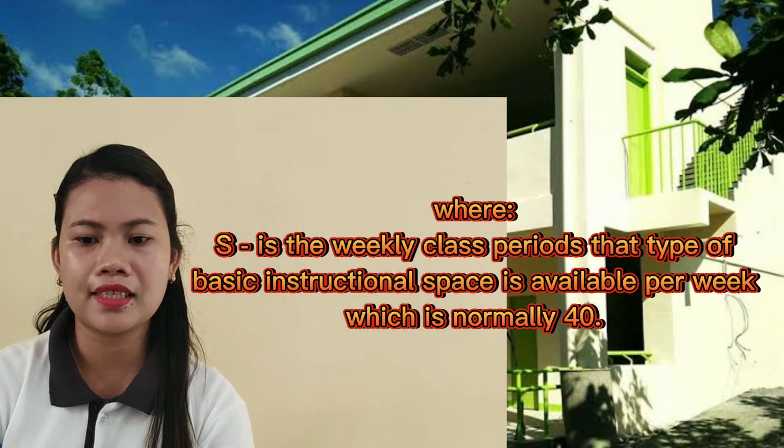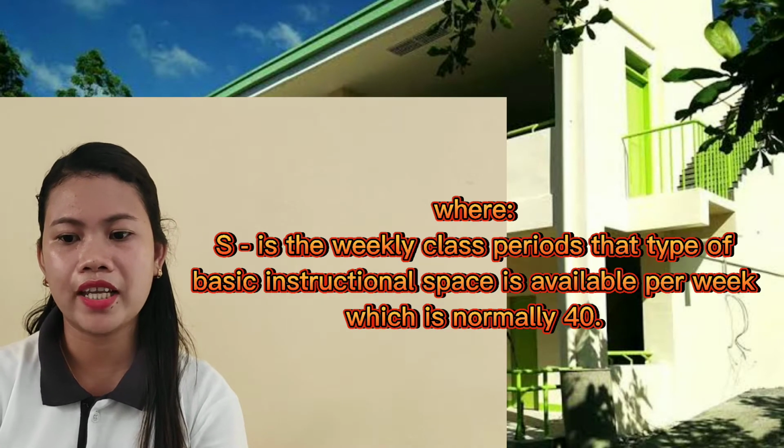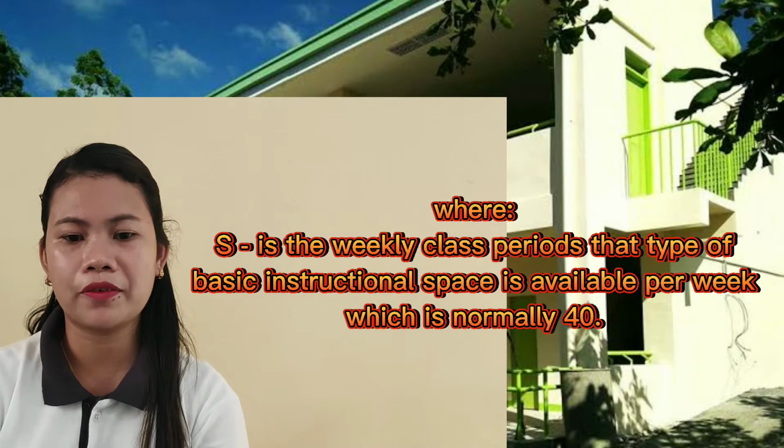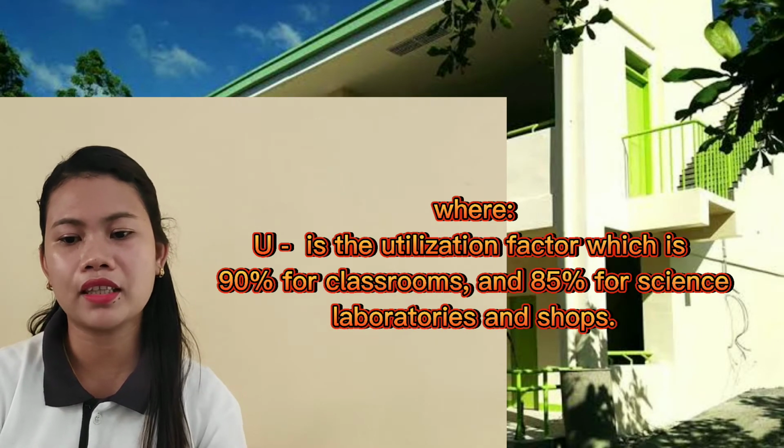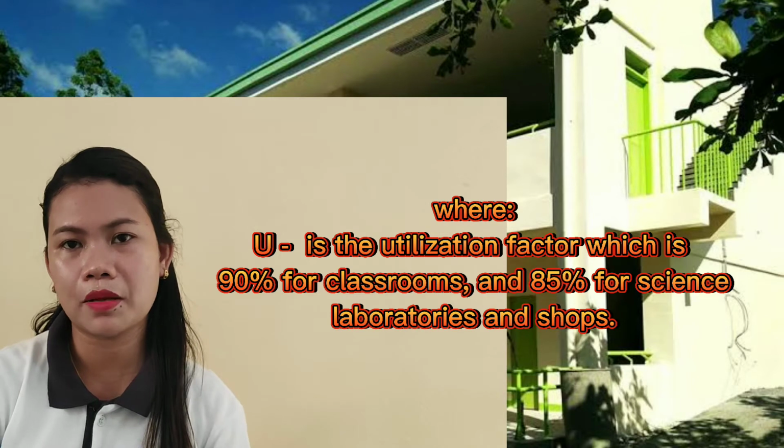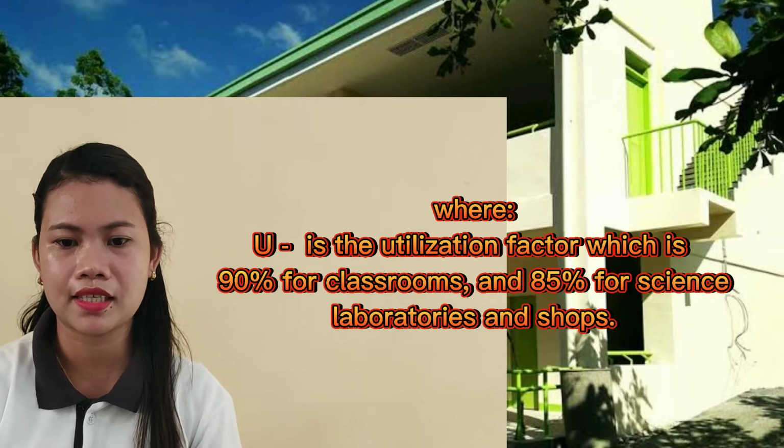The type of basic instructional space is available per week, which is normally 40, but varies in schools with extended school days. Then U is the utilization factor, which is 90% for classrooms and 85% for science laboratories and shops. This formula is applied separately for each basic instructional space type.